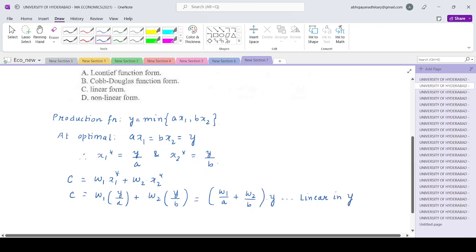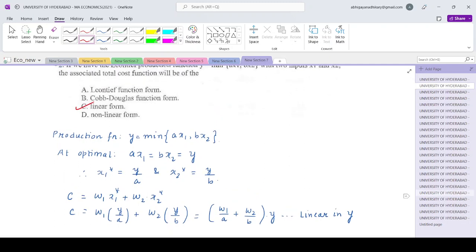And therefore the cost function is linear in form, and this is basically given by option C of the set. Thank you.